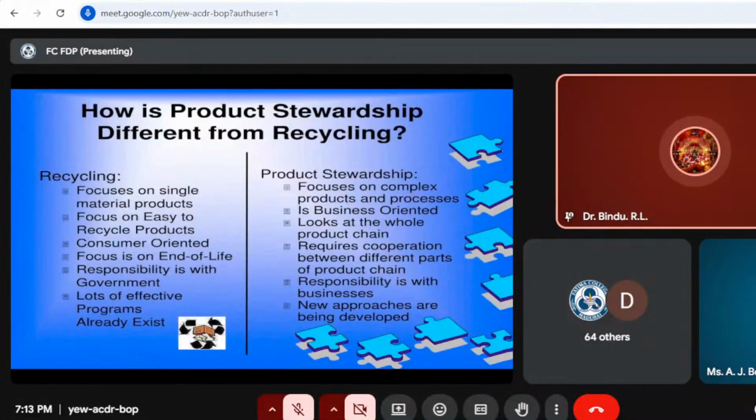With business, new approaches are being developed, new and innovative. So stewardship always looks for improvised and innovative ways, rather than inventions and sorting to discovery. Okay, then next slide.